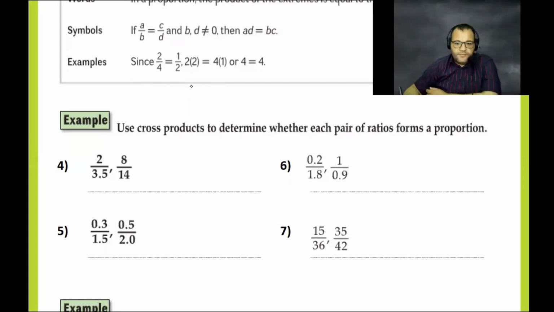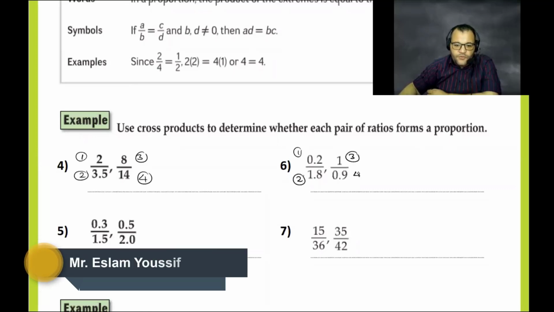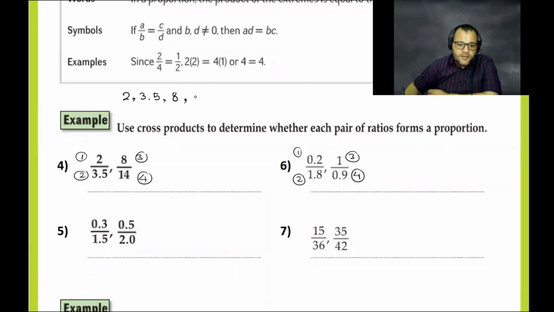Again, for this one, we have the quantities 2, 3.5, 8, and 14. To write the numbers in order, you have to start this way: 1, 2, 3, and 4. So to write the numbers in order, it will be 2, 3.5, 8, and 14.